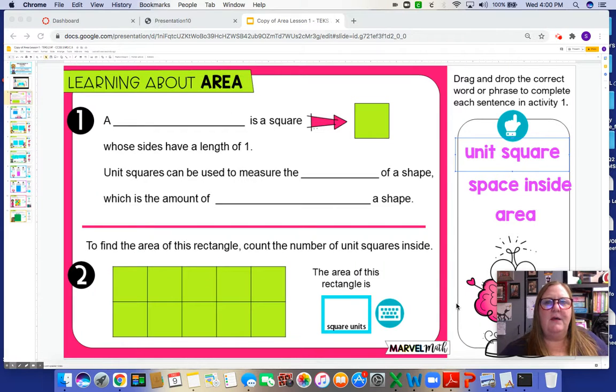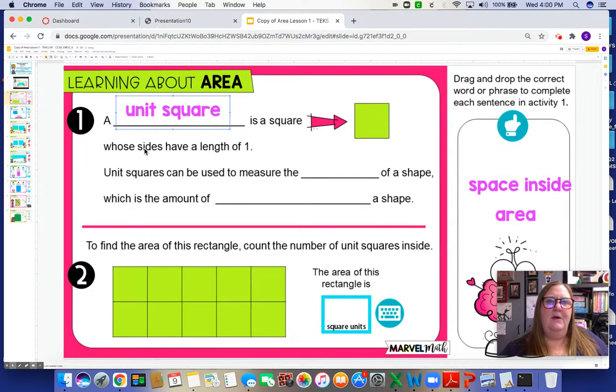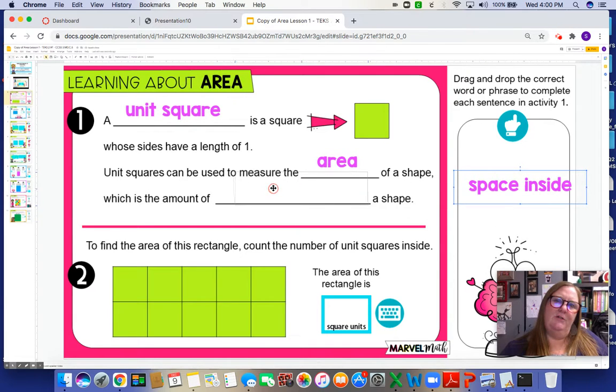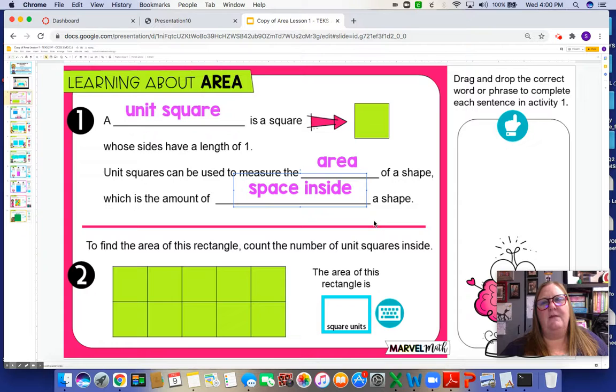So we're going to start with this slide in front of me. This is kind of to help us understand area first before we do anything. A unit square is a square whose sides have a length of 1. So here's the unit square. This side is 1, this side is 1, this side is 1, and this side is 1. Unit squares can be used to measure the area of a shape, which is the amount of space inside of a shape. So this time, instead of doing the outside, the border, we are doing the inside of a shape.